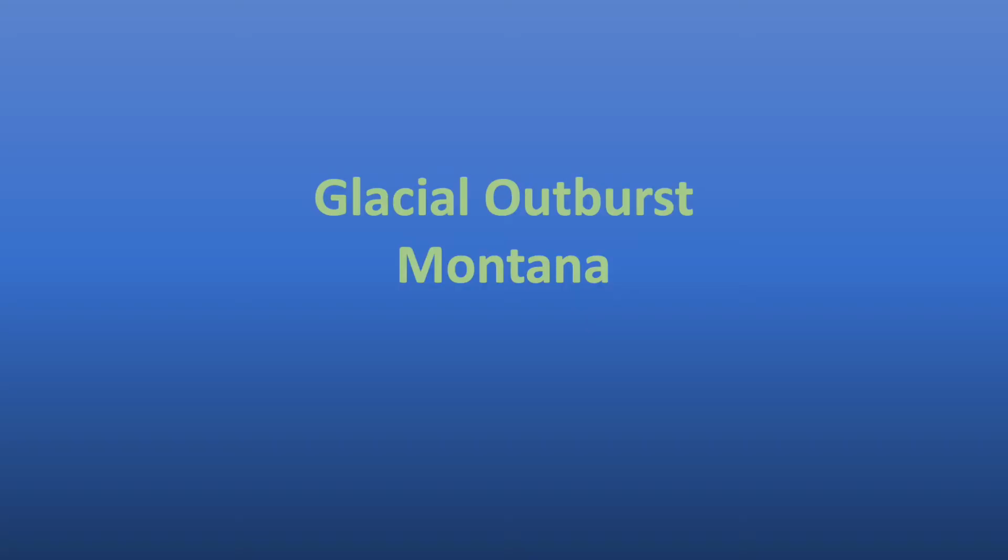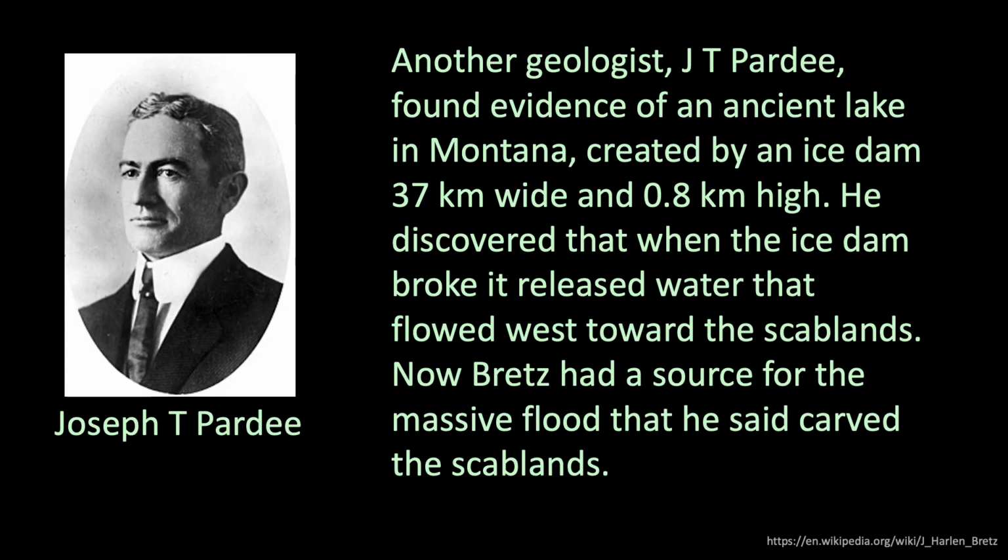Looking in Montana, to the east of the scablands, another geologist, Joseph Pardee, found evidence of an ancient lake in Montana, created by an ice dam 37 kilometers wide and 0.8 kilometers high. He discovered that when the ice dam broke, it released water that flowed west toward the scablands. Now Bretz had a source for the massive flood that he said carved the scablands.